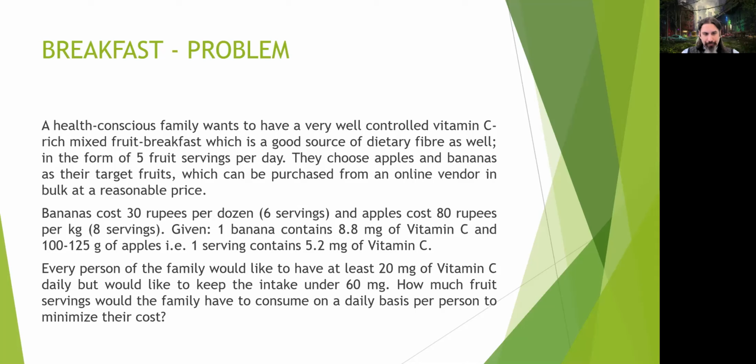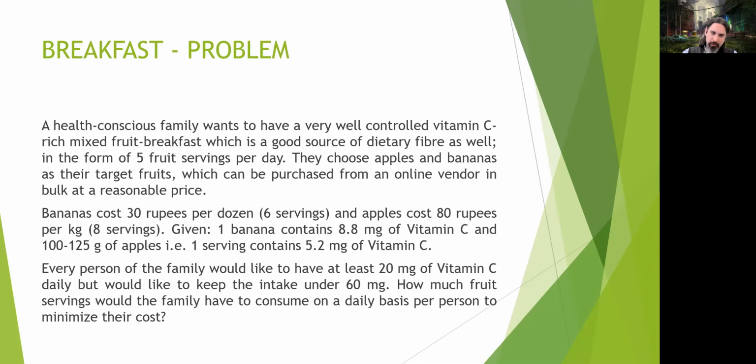So we already know that each serving of banana contains 8.8 milligrams, and 1 serving of apple contains 5.2 milligrams. So 1 banana plus 1 apple, 5.2 plus 8.8, is going to be 14 milligrams, for example. Or 2 bananas plus 1 apple, or 2 apples plus 1 banana. We can mix and match any way we like. But we want to make sure that we get at least 20 milligrams of vitamin C and at most 60 milligrams of vitamin C.